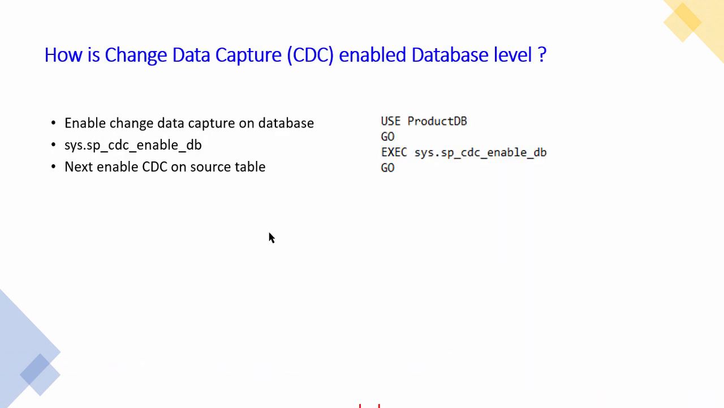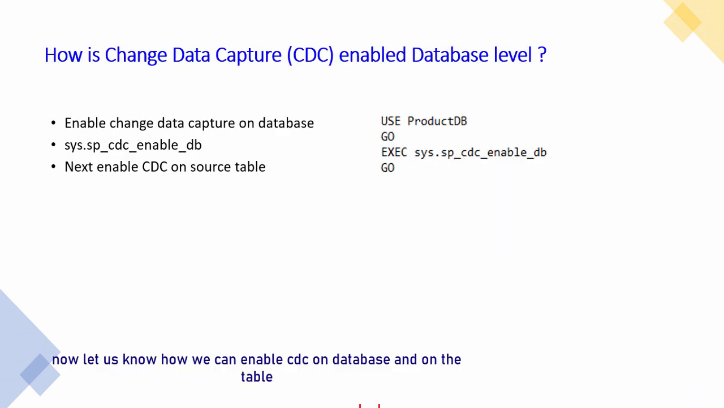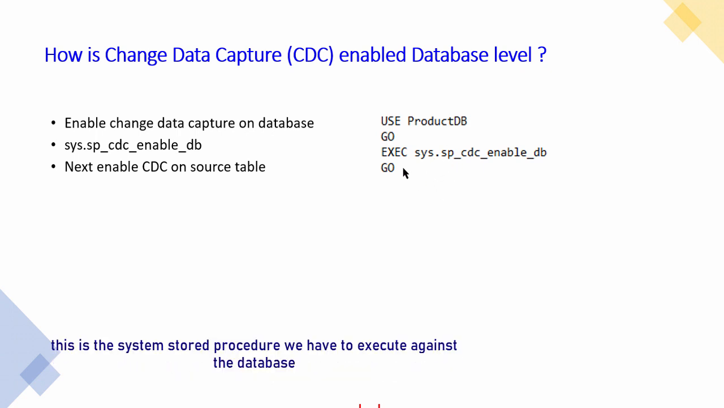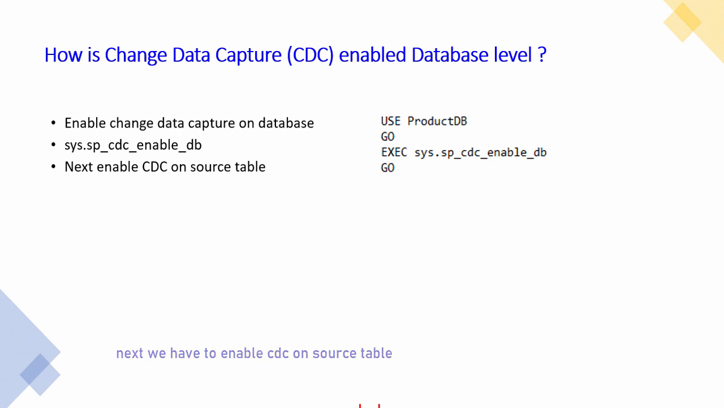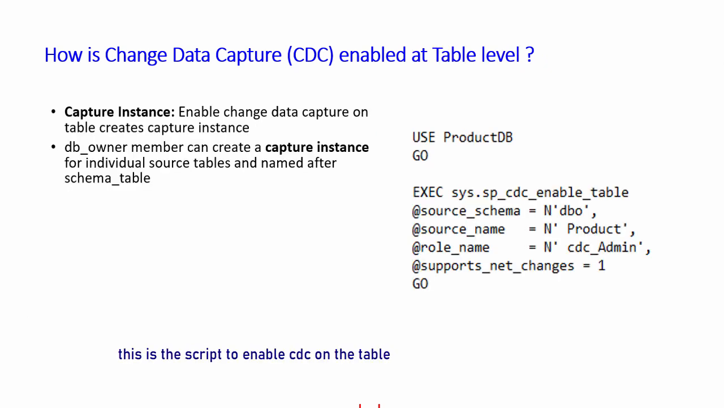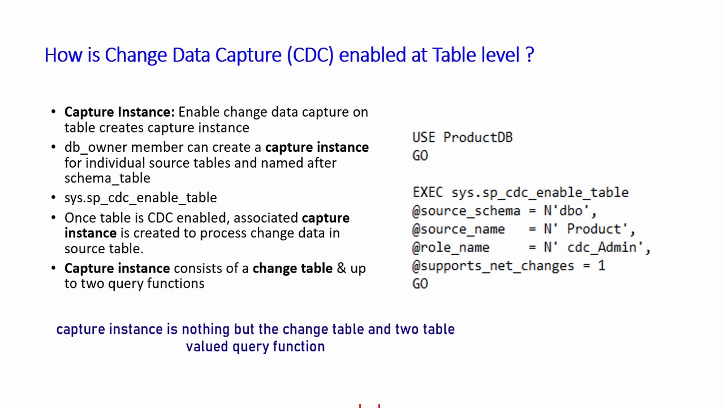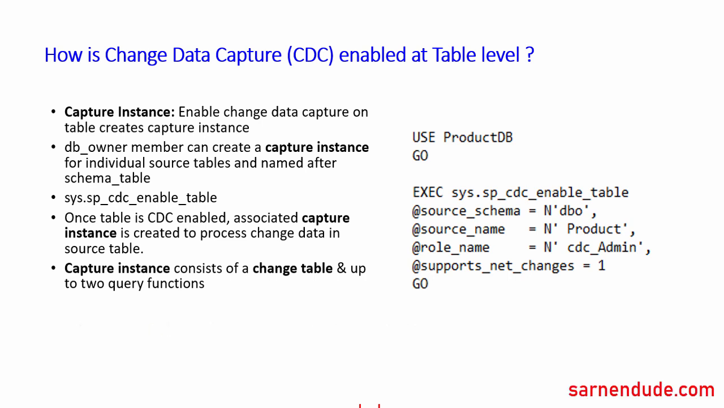Now let us see how we can enable the CDC on the database and the table. First we have to enable the CDC on the database level. This is the system stored procedure we have to execute against the database. Next we have to enable CDC on the source table. This is the system stored procedure script to enable CDC on the table. Here we have to pass the schema, table name and the role. Once we enable CDC on the source table, it creates the capture instance. The capture instance is nothing but the change table and the two table valued query functions.